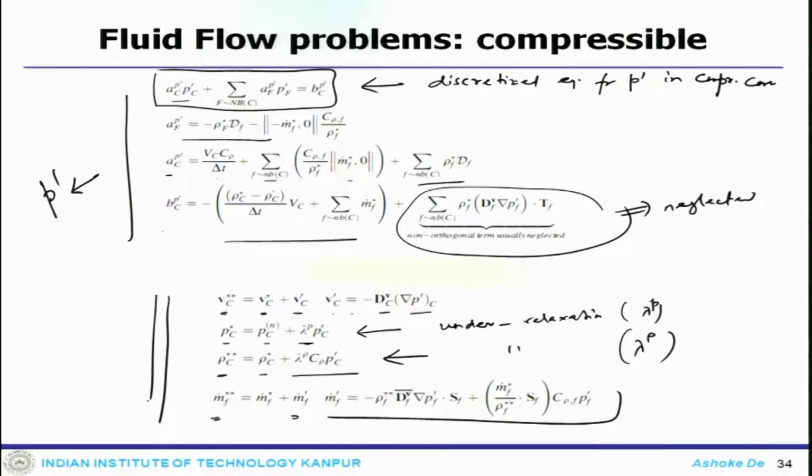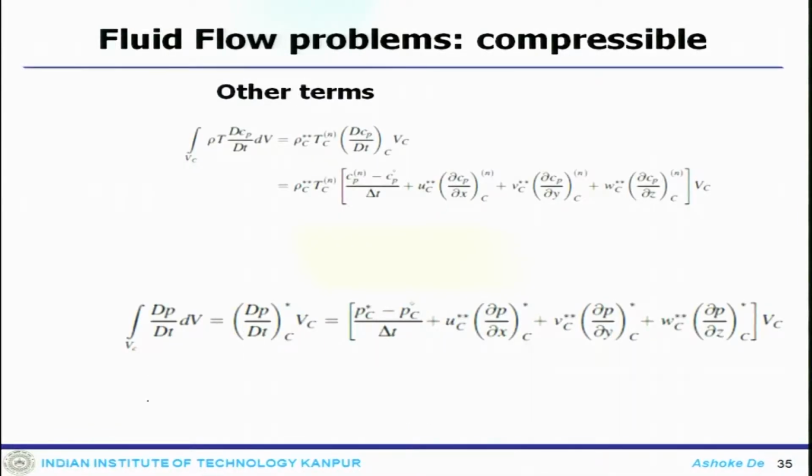Now, on top of it one has to also discretize the energy equation. Before doing that, to get the discretized energy equation, we can look at the different terms which are part of the energy equation. For example, the first thing that we can look at is the specific heat term, and then the other terms in the energy equation.